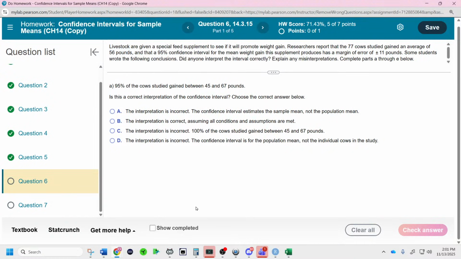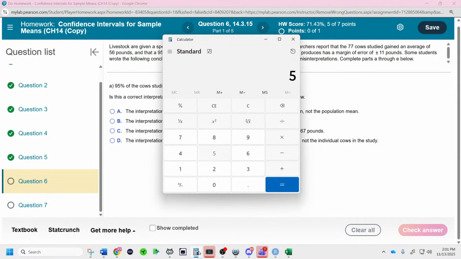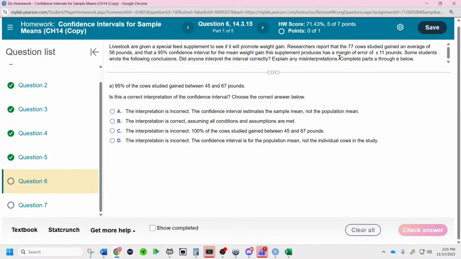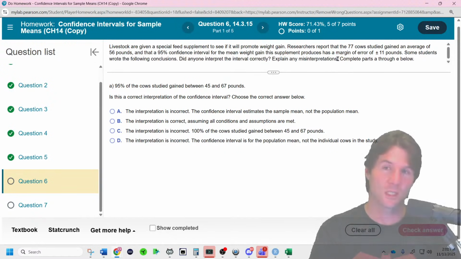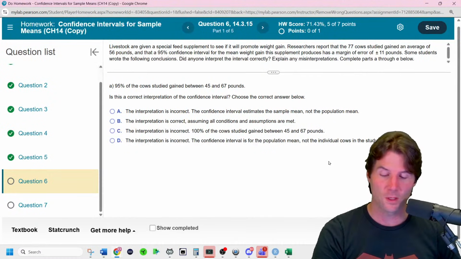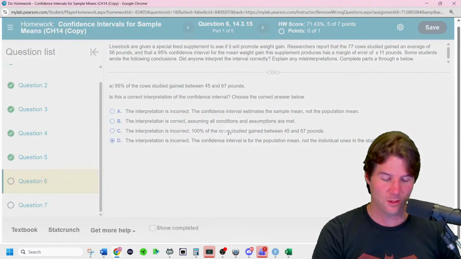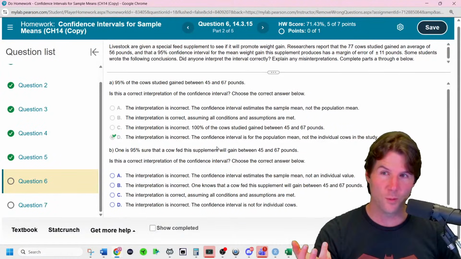Whoops, 56 was the average. The interval goes 56 minus 11 to 56 plus 11, so 45 to 67. That is the interval right there. I am 95% confident of the true mean weight gain. 95% of the cows studied? No, it's not about the cows studied. It's about the true mean weight gain of all the cows. The confidence interval is for a population mean, not about the cows in the study, because we're trying to estimate the true mean weight gain.